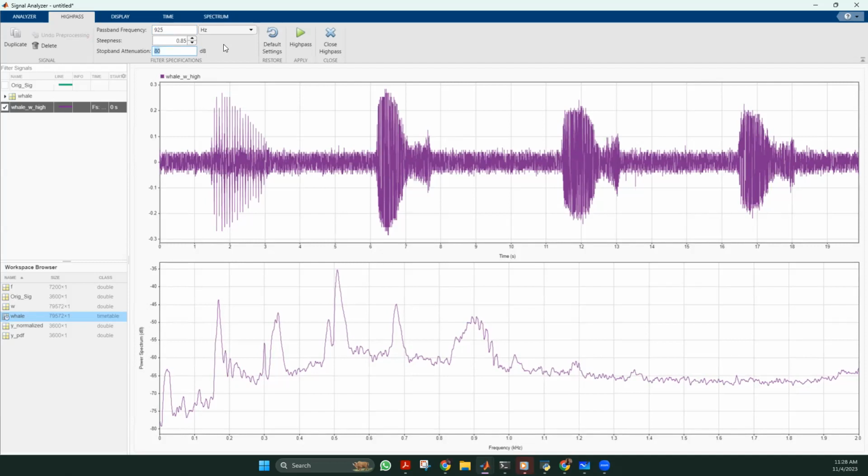Stop band attenuation gives me an idea about how quickly the attenuation happens, or what is the width of the attenuation happening in the filter. You can also view how the stop band attenuation is defined in the standard filter definitions, right? Stop band attenuation is defined.